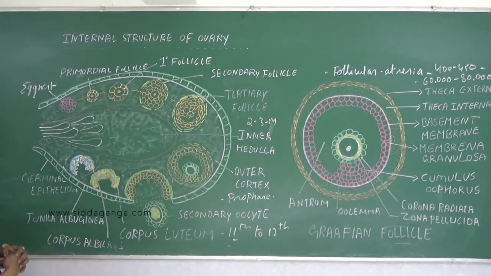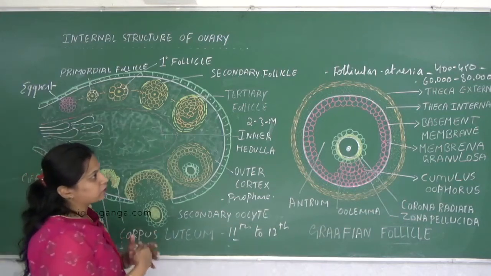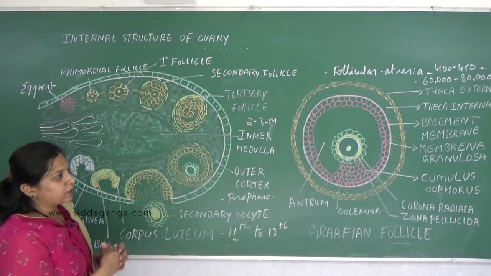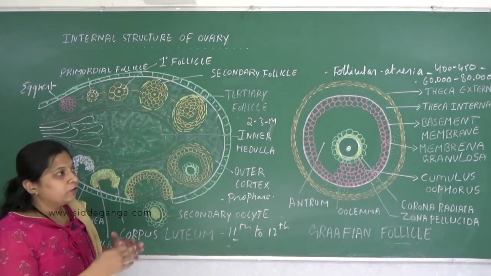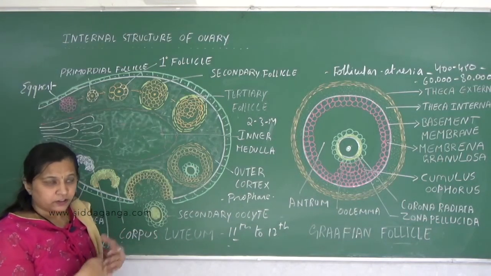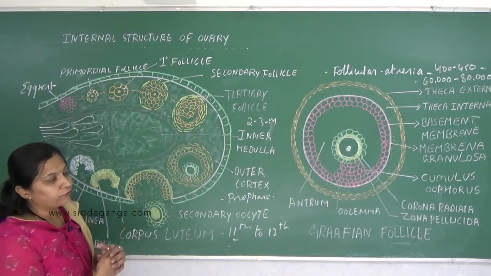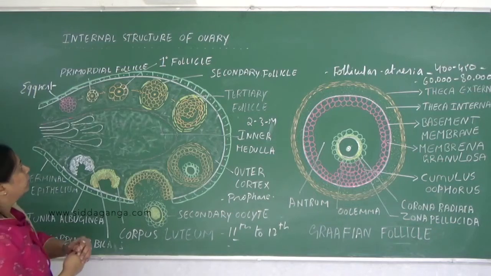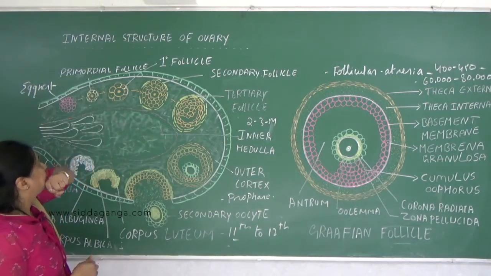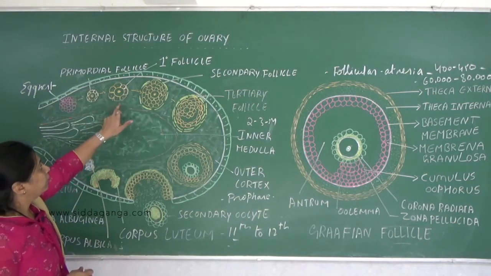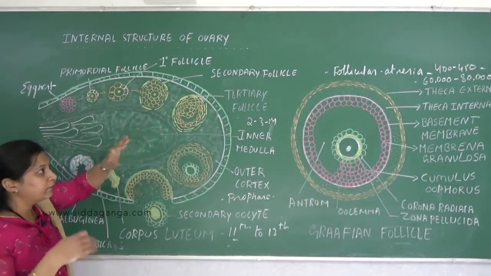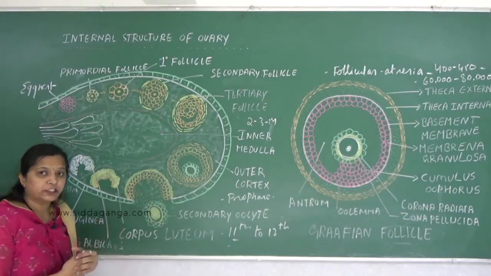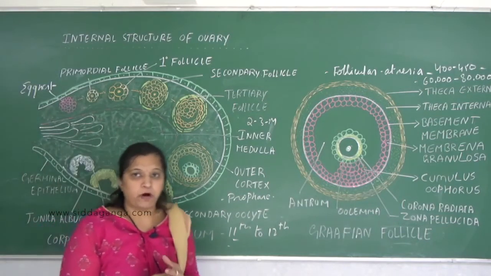So at the time of puberty, the only follicles left are 60,000 to 80,000. So the female during her reproductive phase is able to release only 400 to 450 secondary oocytes. Now, this is what happens during the fetal life. The maturation of follicles will begin at the time of puberty. So when will follicular maturation begin? It is at the time of puberty.